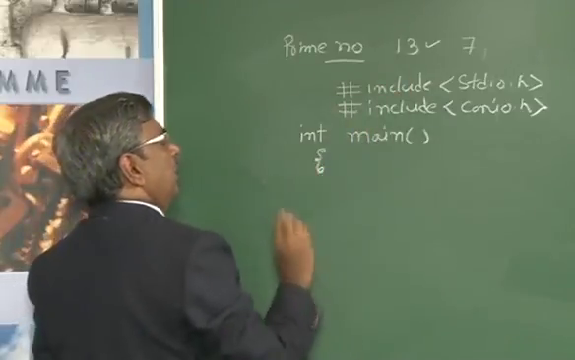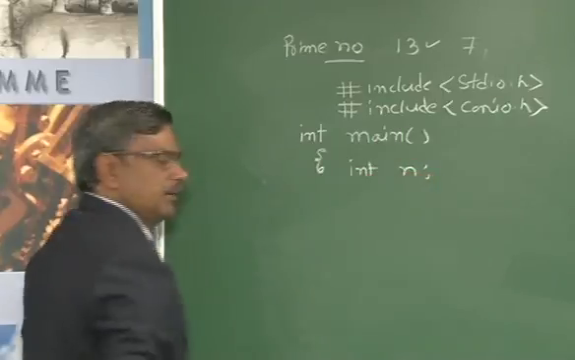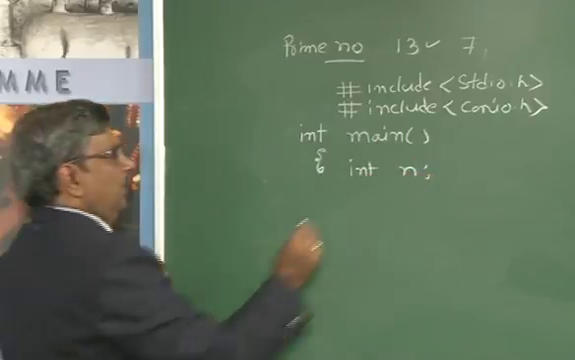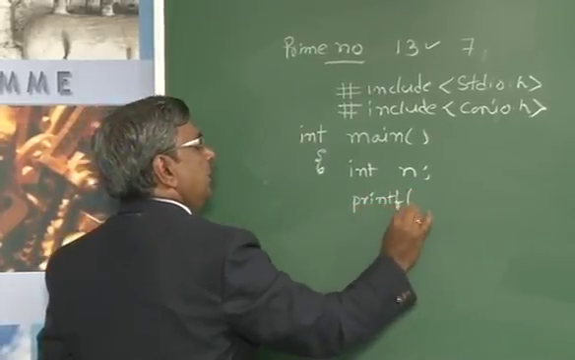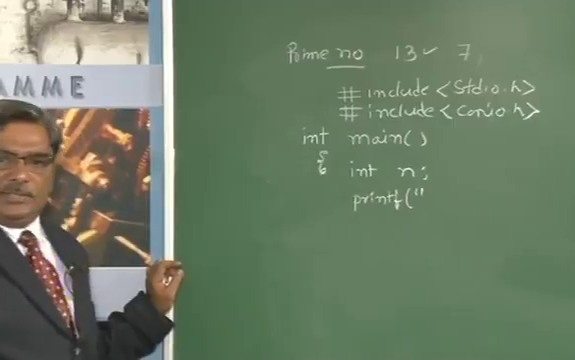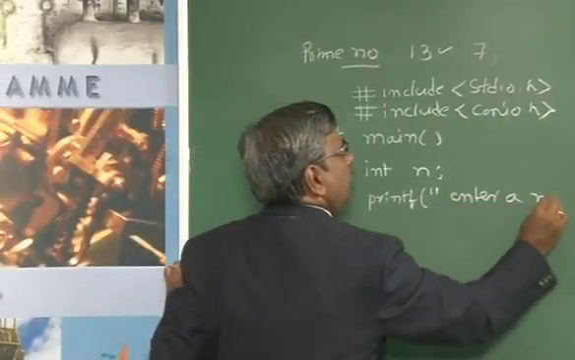Now you are checking for a number, so ask the user to enter a number, let it be an integer, that is n. First send a message to the user to enter this number through the printf statement, enter a number.